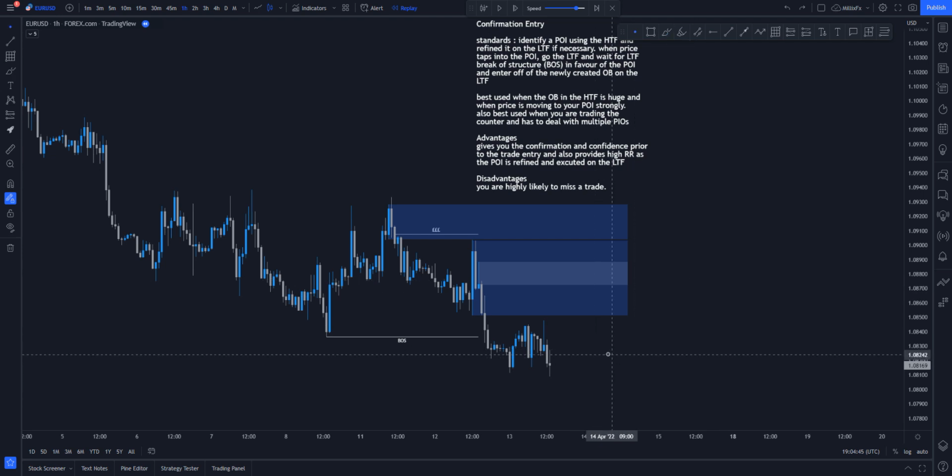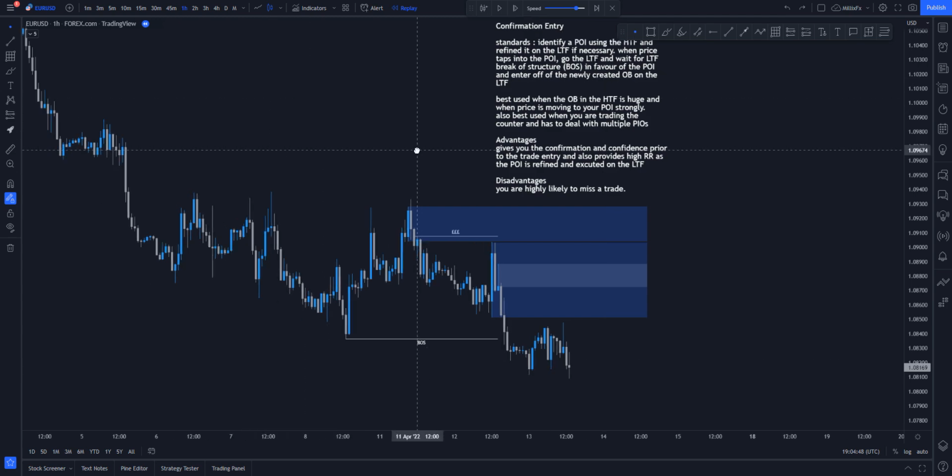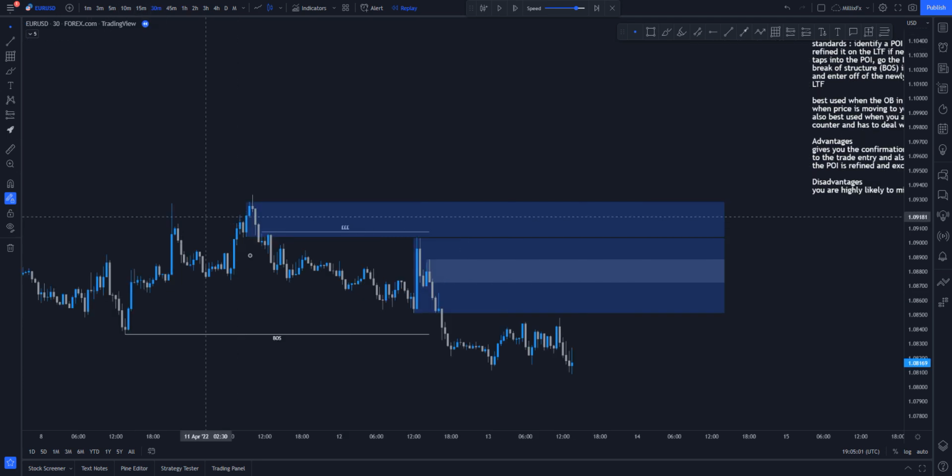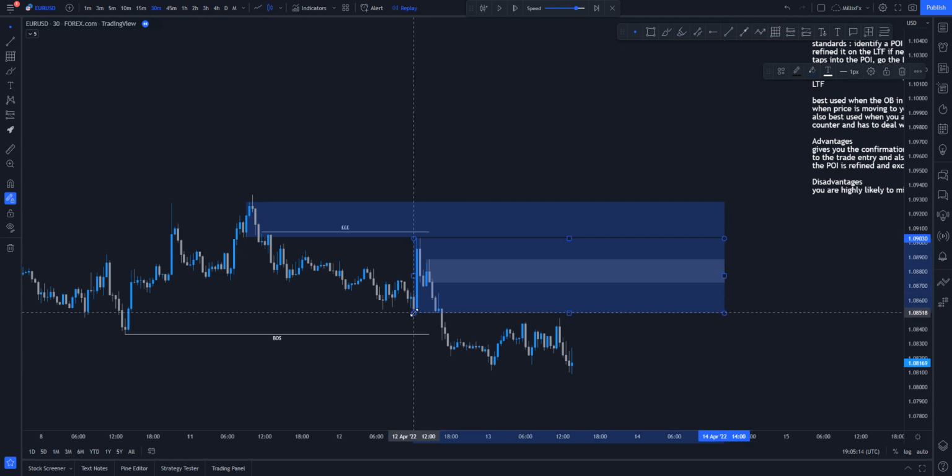Now, we want a confirmation entry, so let me explain the confirmation entry for you. We have our order blocks aligned, and we are now going to the lower time frame to refine and take our entries. With confirmation entries, you can see we have this order block nicely created, or a break of structure right here. The POI is aligned correctly, and we have this one also aligned. This one I've refined to this particular one. Let's remove this one because it is not relevant at the moment.